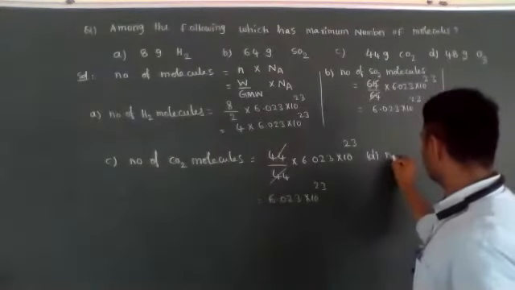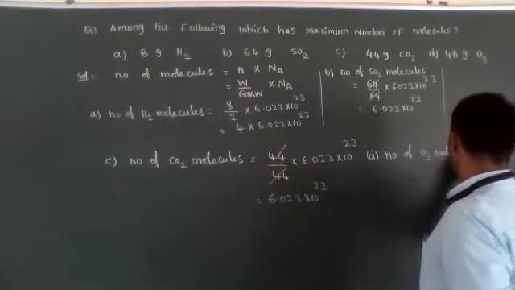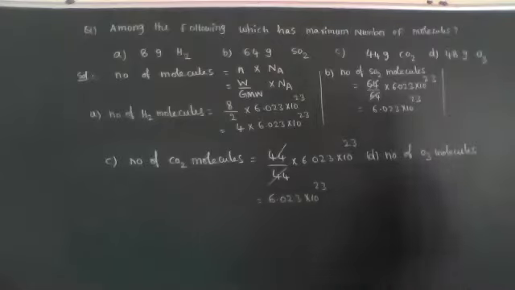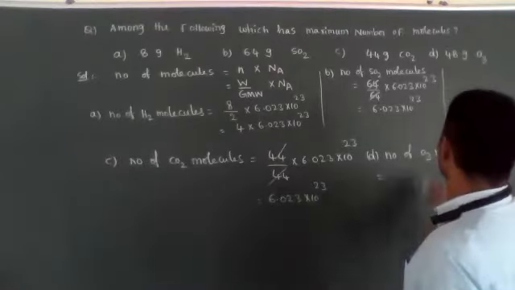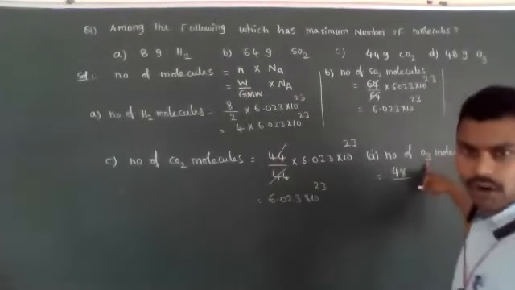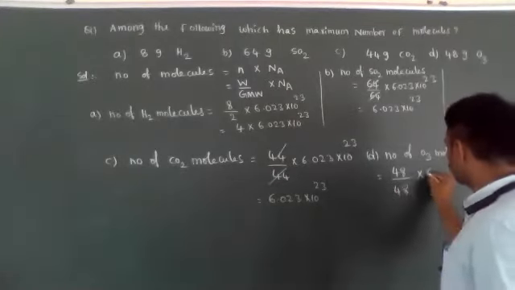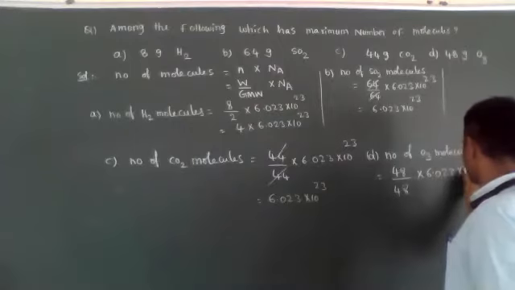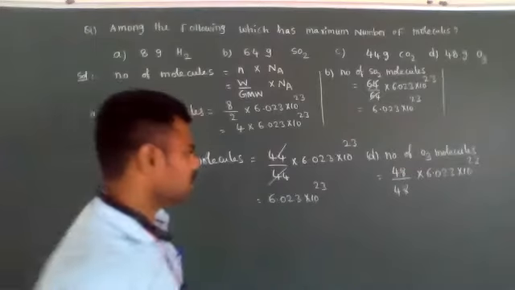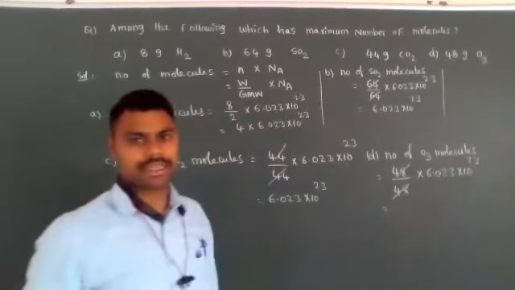The number of O3 molecules is equal to weight, how much? 48 grams. O3 has 3 oxygen atoms, so the gram molecular weight is 48, into 6.023 into 10 to the power of 23. Now the 48 will cancel, giving 6.023 into 10 to the power of 23.